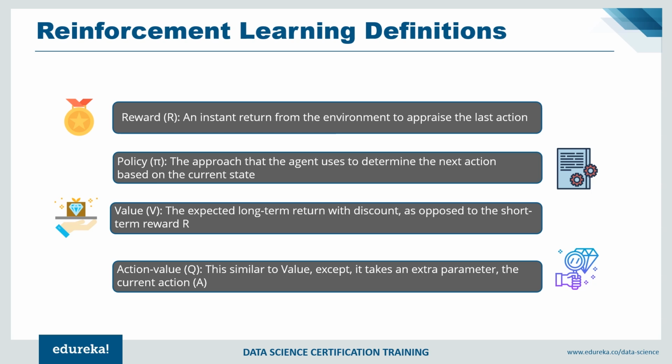It is the approach that the agent uses to determine the next action based on the current state. We have value V, which is the expected long-term return with discount, as opposed to the short-term reward R. Then again, we have the action value Q. This is similar to value, except it takes an extra parameter, which is the current action, A.